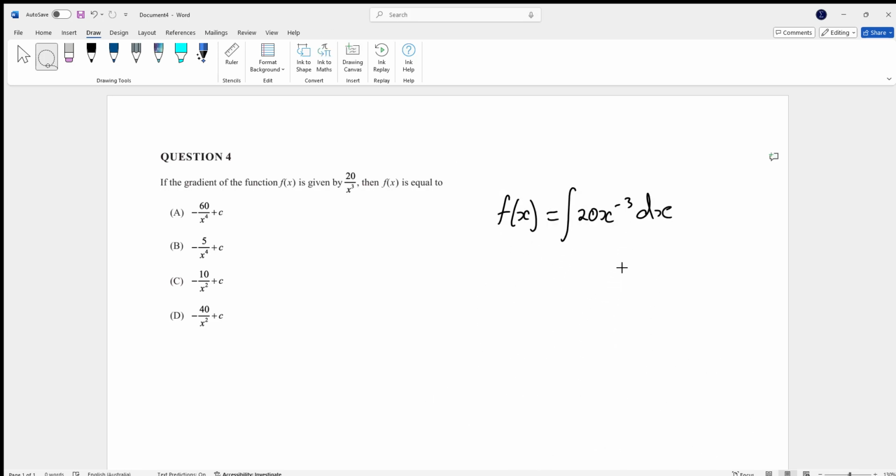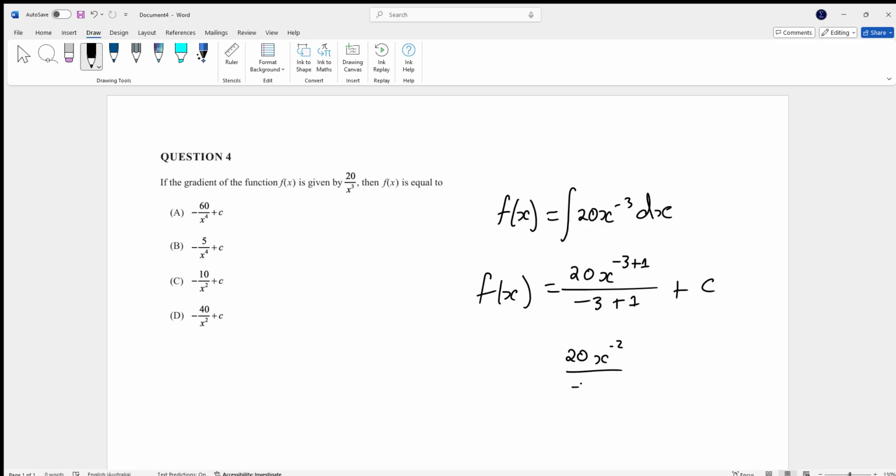When we're integrating this, all we have to do is add 1 to the power and divide by the new power. So you have 20x to the power of negative 3 plus 1, over negative 3 plus 1, and then plus a constant c. So that's your f(x). Here you've got 20x to the negative 2 over negative 2, plus c. 20 divided by negative 2 is negative 10, so you have negative 10x to the negative 2 plus c.